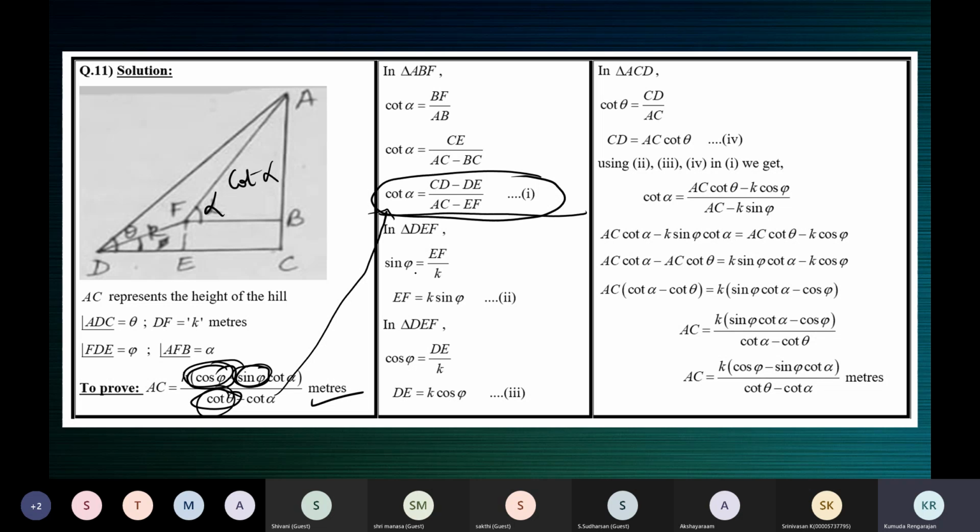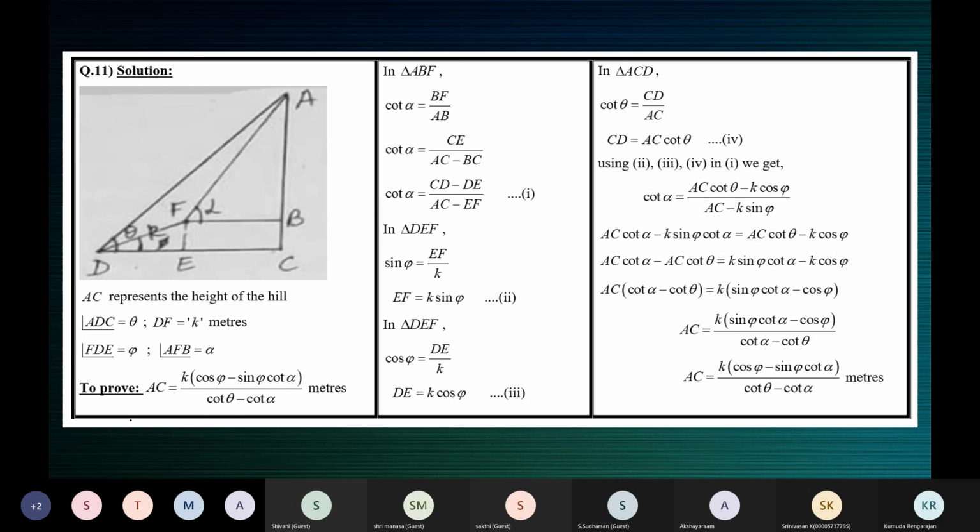You can find these in any order. Not that you should work sin phi first and then cos phi, nothing like that. You can work cot theta and then sin phi and then cos phi, any order. Fine, I found sin phi. Sin phi is in this right triangle DEF. So sin phi is equal to opposite by hypotenuse. You can see opposite EF by hypotenuse K. So upon cross multiplying, you get EF is equal to K sin phi.